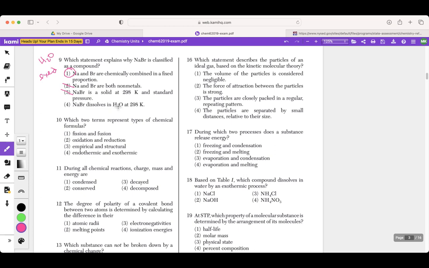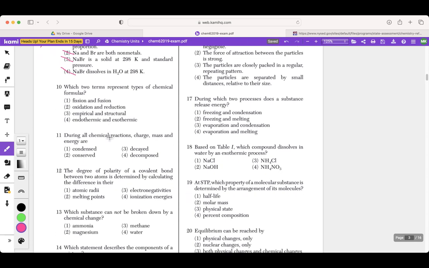Sodium bromide dissolves in water at 298 Kelvin. Well, choice 1 is going to be the better choice because I cannot tell if something's a compound simply because it dissolves. If we're looking at a compound, we're simply looking at its chemical properties. So 9 is choice 1.